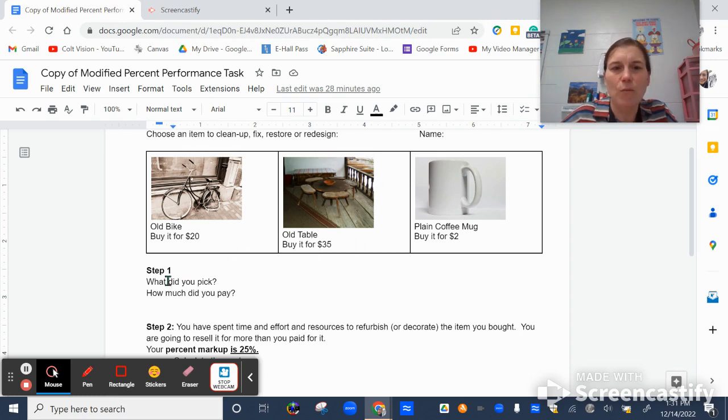So you're going to write, what did you pick? You write table, and I bought it for how much you paid for it. You paid $35 for it. The only reason why step one is here is because you have three choices. So you're just going to use the numbers given here, and you're just going to pick one of those things.